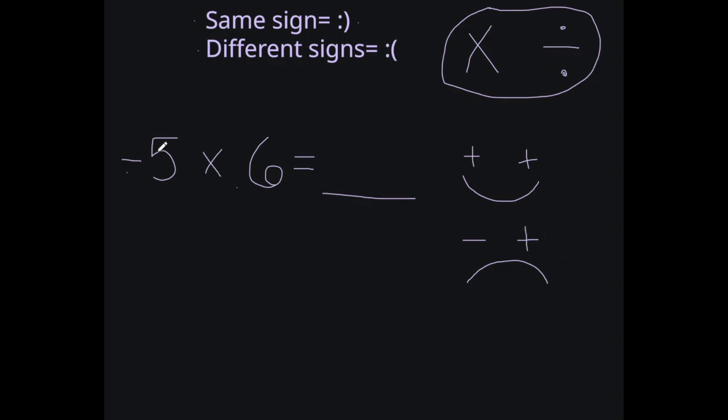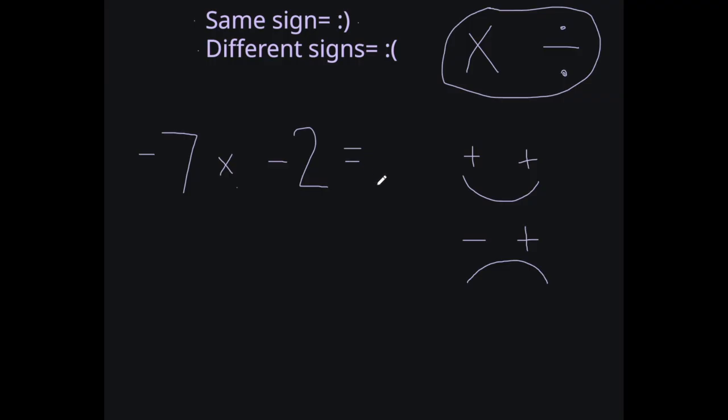What we would do is just solve this like normal. 5 times 6 equals 30. And since we have a negative sign and a positive sign, we have to make sure our answer is negative 30. What if we have a negative number times another negative number?